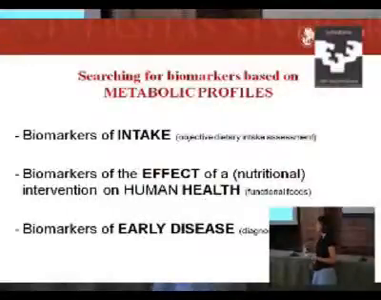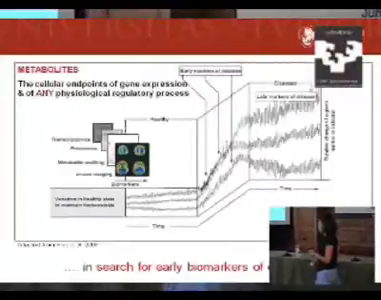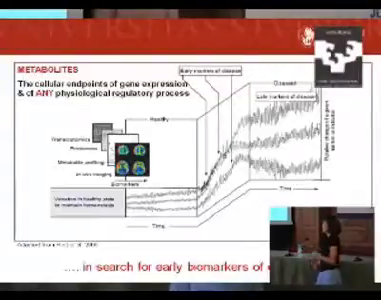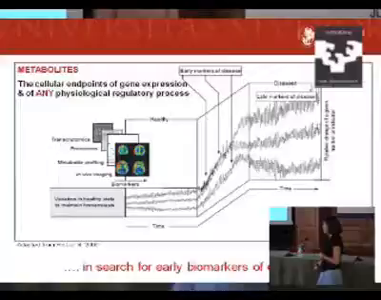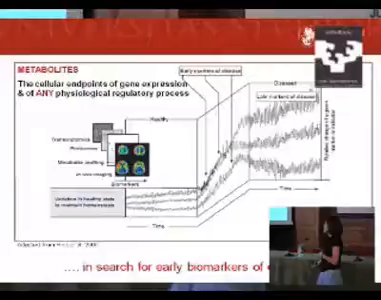And then finally, we look also for biomarkers of early disease. This can be shown clearly in the following slide, because you have to remember that metabolites are the cellular endpoints of gene expression and of any physiological regulatory process. So in this graph, what is shown is the change over time of a profile of metabolic biomarkers from the state of healthy, from the state of homeostasis to the state of disease.